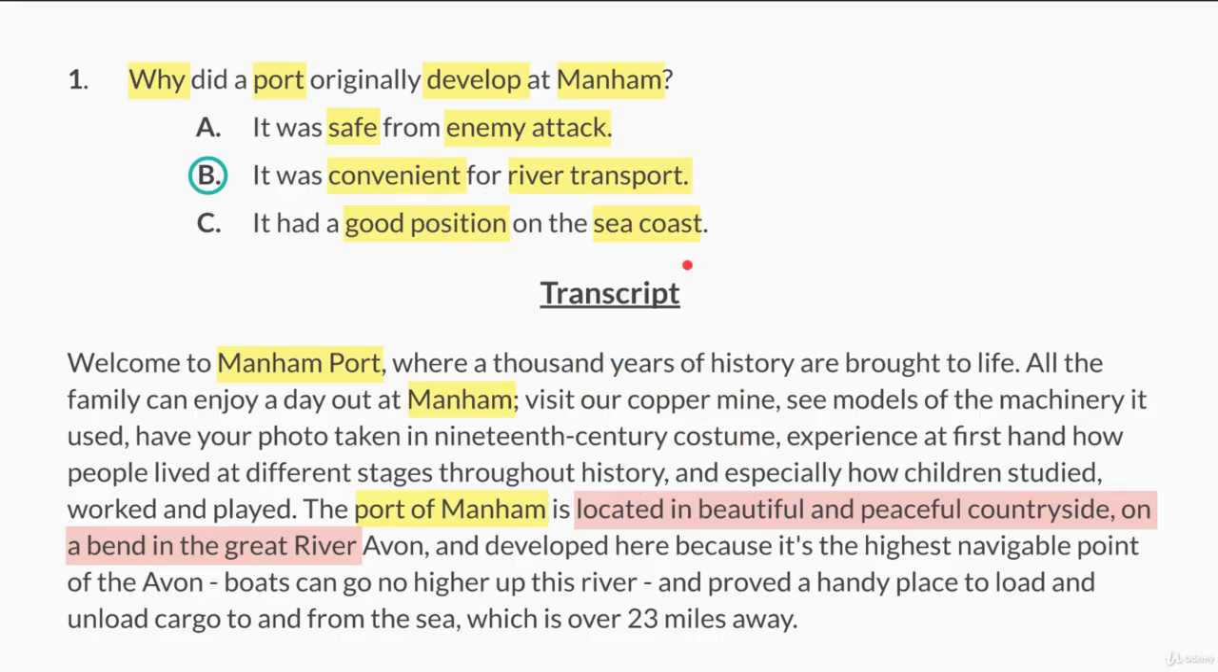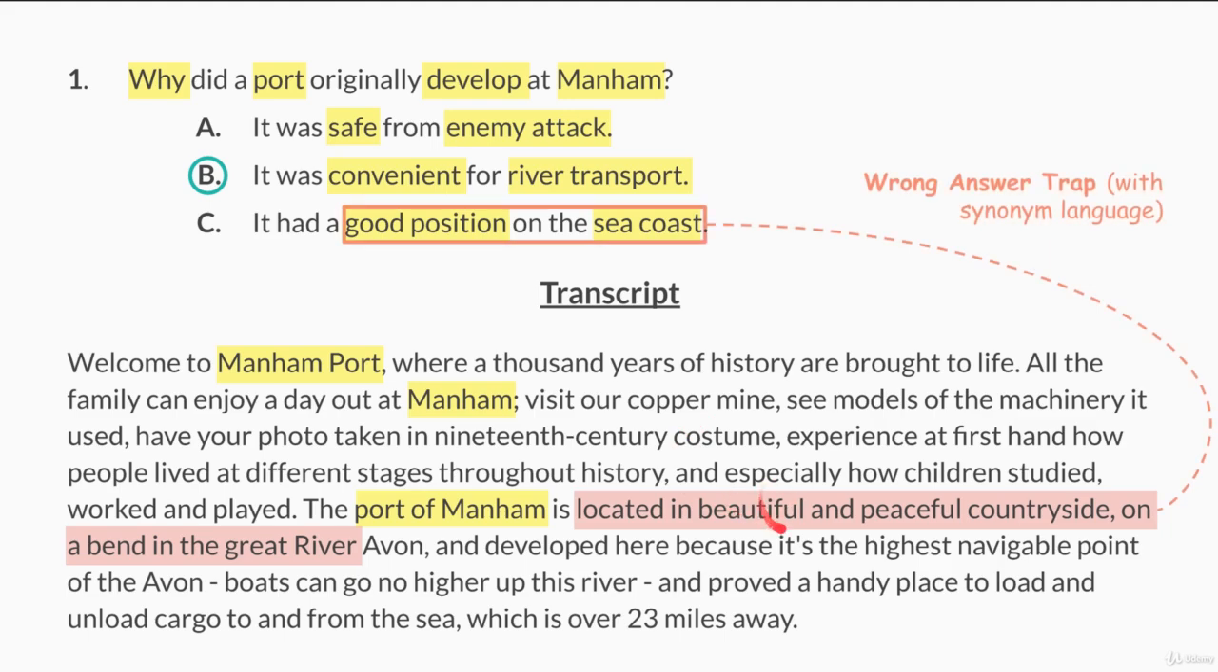Now what I want you to take note of here is that this is a wrong answer trap. In fact, it is a more complicated trap because they are also using synonym language. Basically, they have disguised this answer choice as synonym language. So just be mindful of that. The wrong answer choices can also use synonym language. But this is not the correct answer choice, of course, because it's not talking about why it developed. That's what we're looking for.